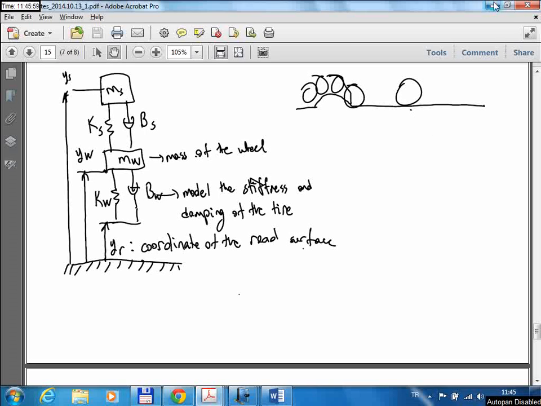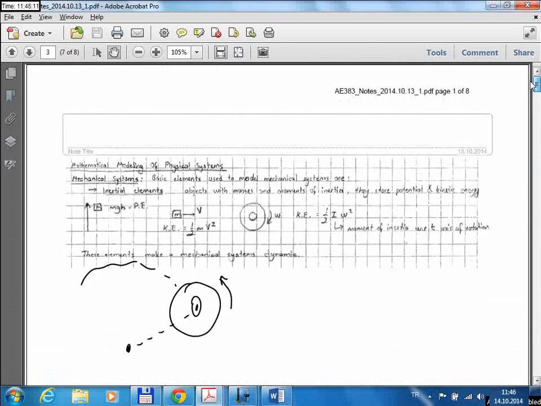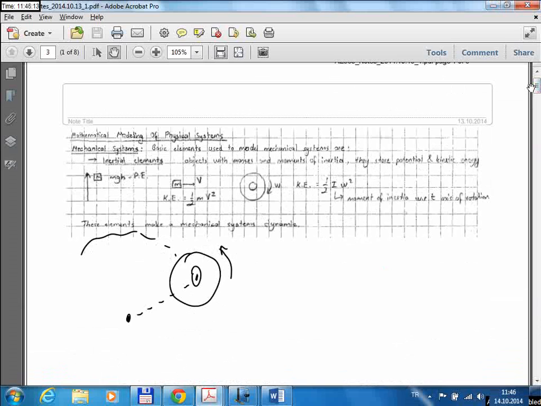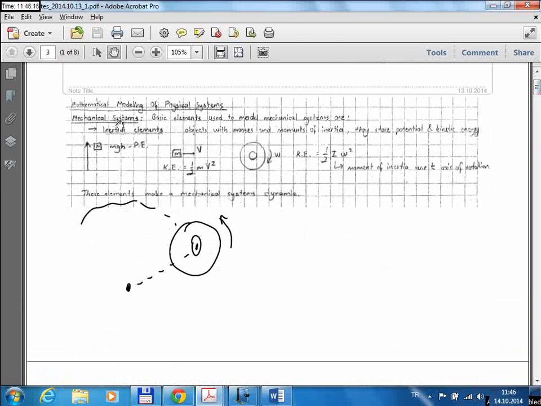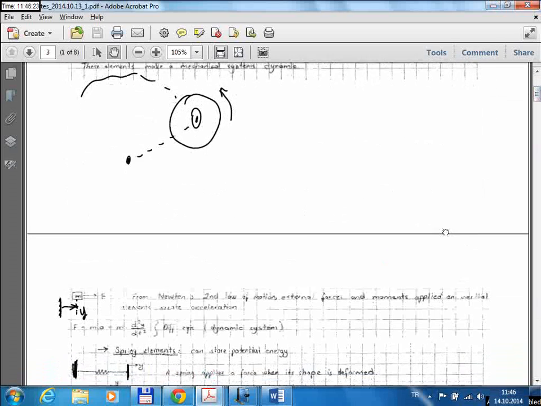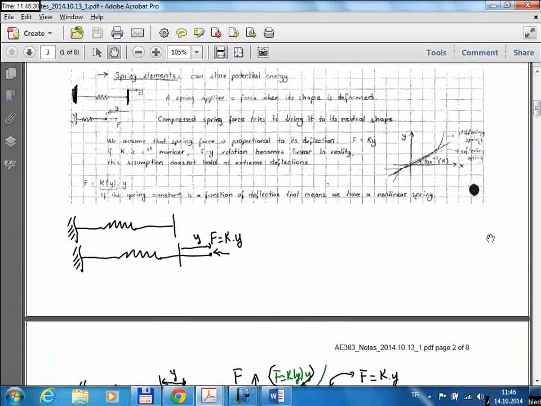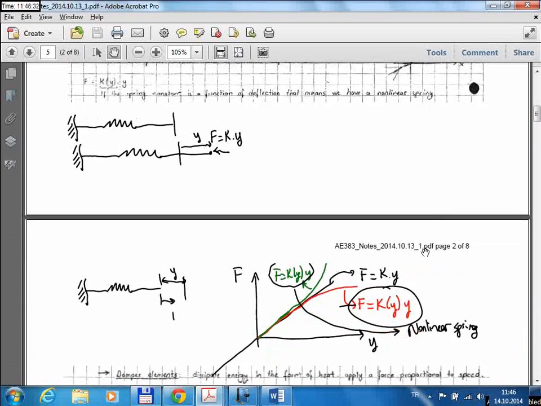Okay, so yesterday I talked about modeling of physical systems. So let me just quickly go over what we discussed yesterday. And I told you that to model mechanical systems, we use certain elements, and there are basically three main types of elements. These are the inertial elements, and then we use springs and dampers. And a lot of different types of mechanical systems can be modeled by just using three main elements. So we're going to see some examples of that later on.